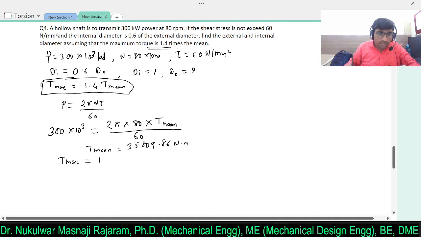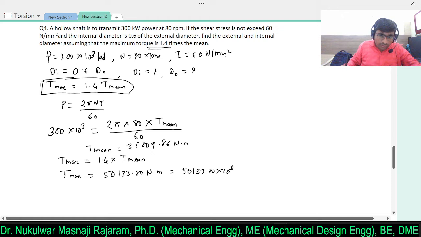So first I would like to evaluate the maximum torque, that is equal to 1.4 into T mean. If I multiply by 1.4, then I will get the maximum torque equal to 50133.80 Newton meter. And if you want it in mm, then 50133.80 into 10 raised to 3 Newton mm. Clear?